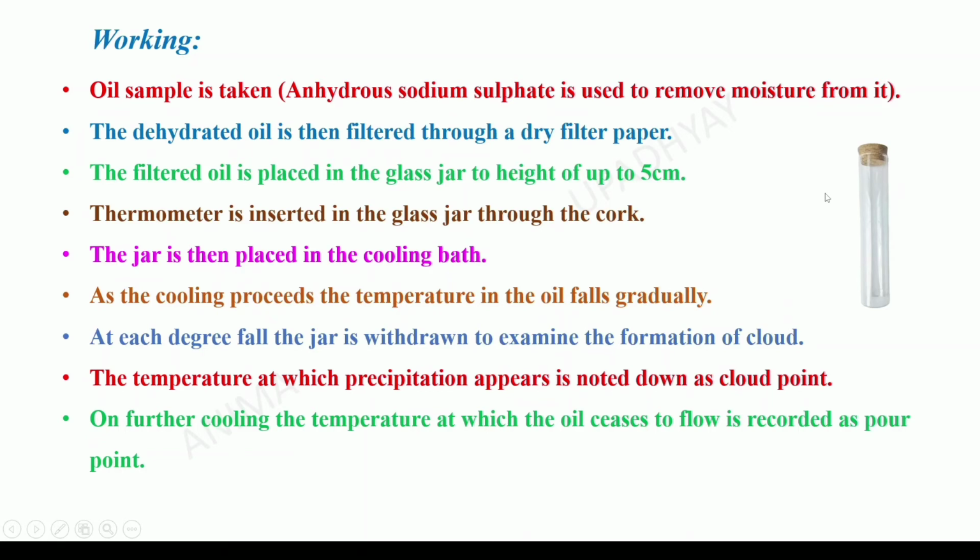The jar is then placed in the cooling bath. As the cooling proceeds, the temperature in the oil falls gradually. With each degree fall, the jar is withdrawn to examine the formation of cloud or loss of transparency of the oil. The temperature at which the precipitation appears is noted down as the cloud point. On further cooling, when the oil stops flowing, it is recorded as the pour point of the lubricating oil.